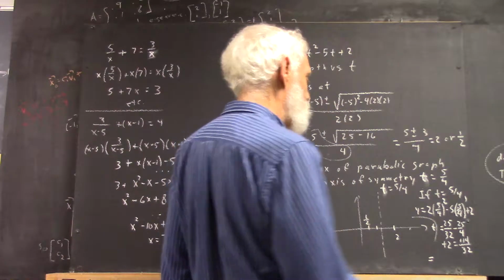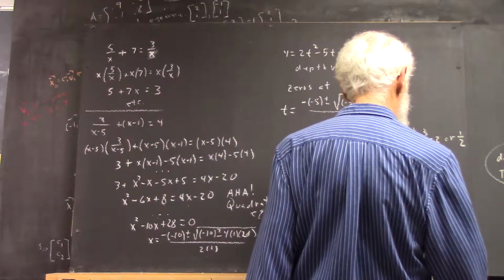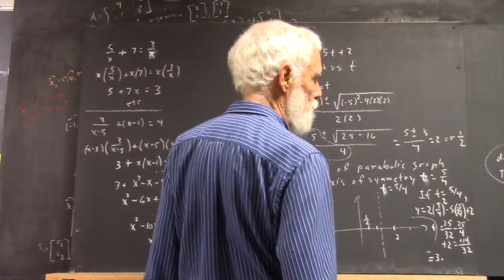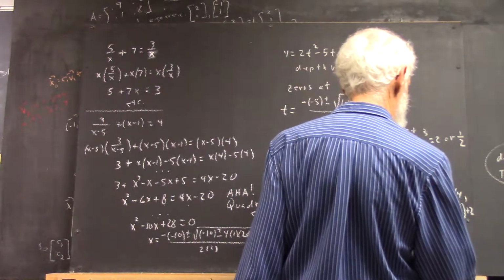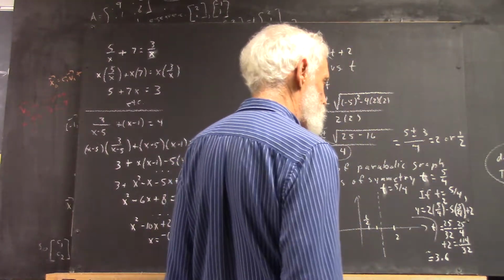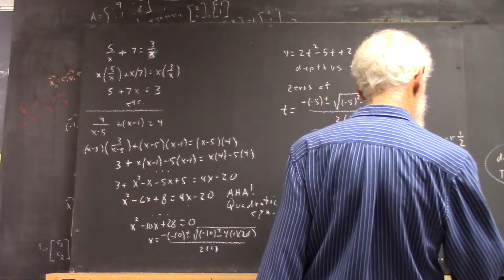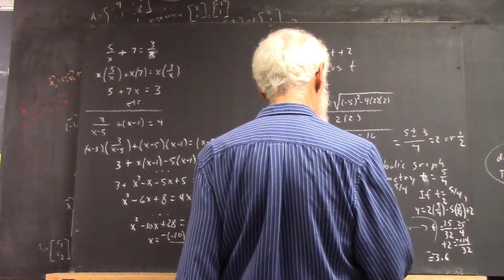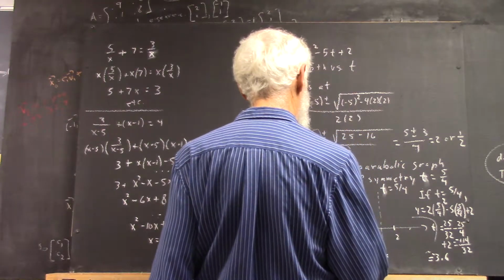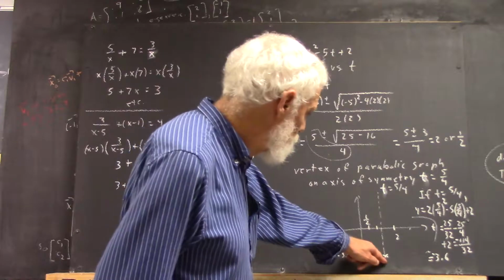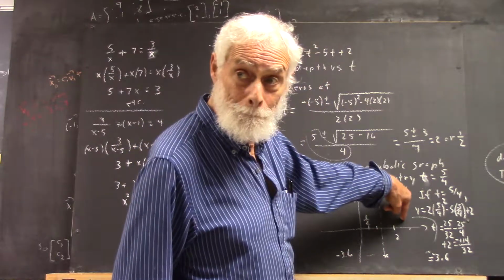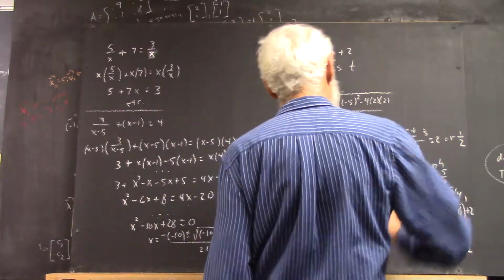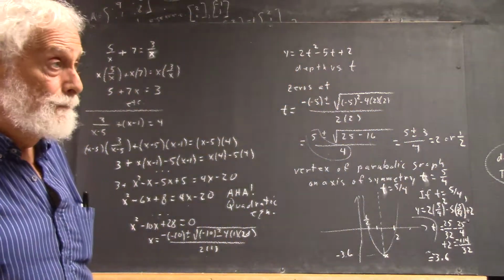And that reduces down, but that's approximately equal to negative 3.6. I'll take a picture of it. So we come down here to negative 3.6. We've got the vertex, and we've got our two zeros, right? So there's our parabola. Okay?